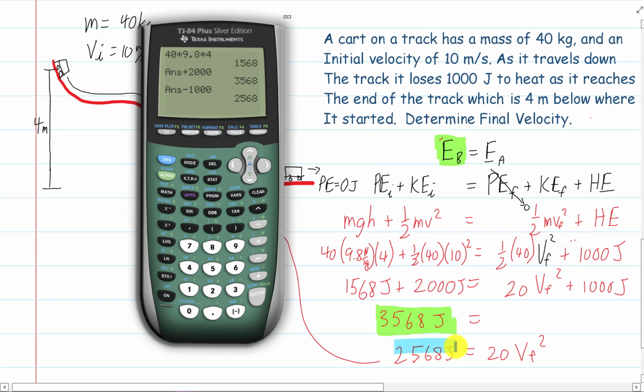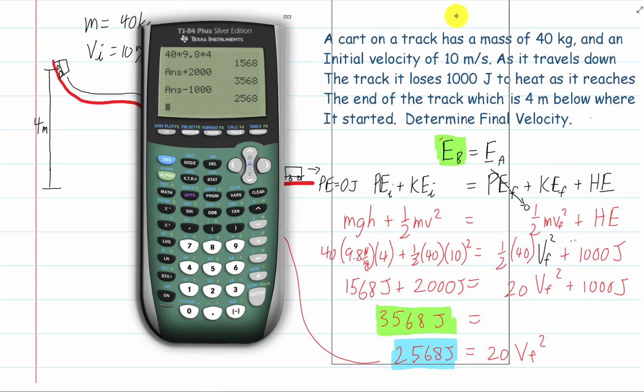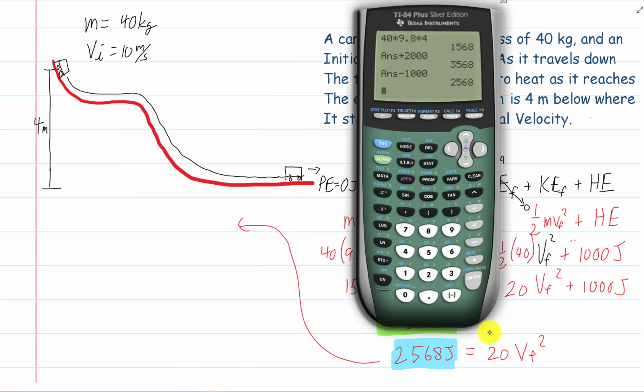What is this blue number? It's not the total energy. Think to yourself for a few seconds, what does that number represent? That's the kinetic energy final, because 1,000 went to heat energy and 2,568 went to kinetic energy final. So now that we have the kinetic energy, all we have to do is find out what the velocity is. So I divide it by 40 and multiply it by 2, which is 20, and then take the square root.